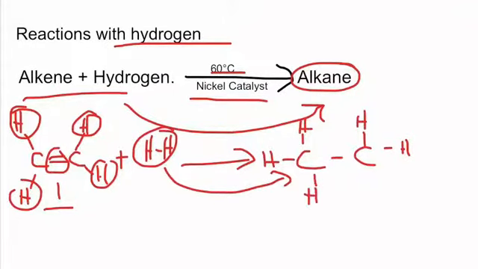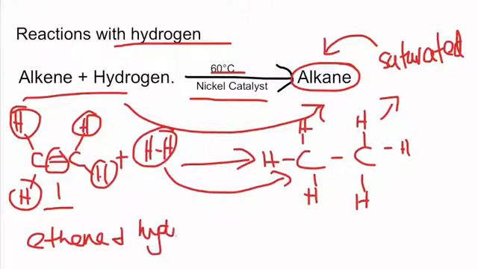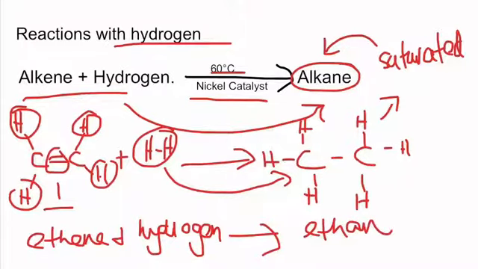And what you'll notice is that now this is a saturated hydrocarbon, which we knew in the last video to be an alkane. So when we started off with ethene and we added hydrogen to it, we finish off with ethane, with an -ane alkane ending.